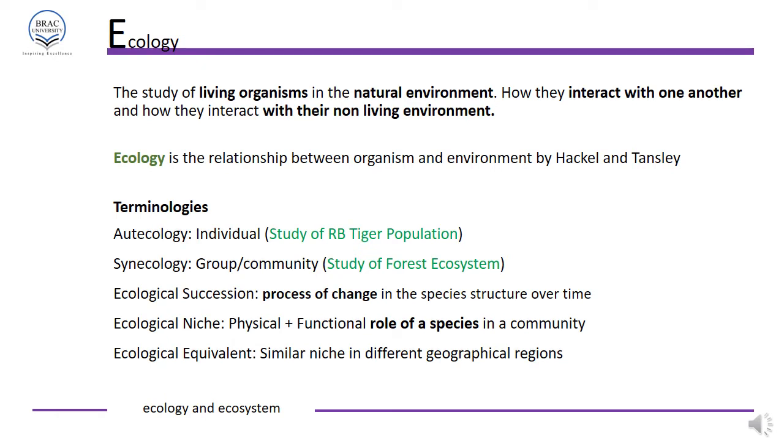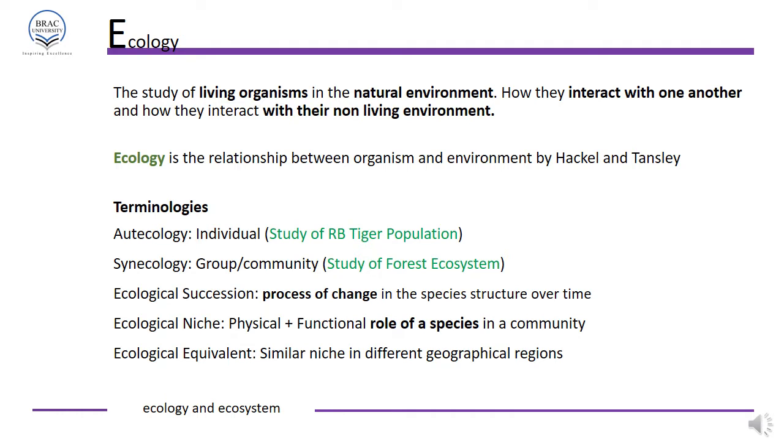Whenever we study an individual species or population within the ecological setting, we call it autecology. For example, if we consider the Royal Bengal tiger population in our mangrove forest, it's about autecology. Then synecology is the study of the group or community of an ecosystem. For example, if we consider the mangrove forest system of Bangladesh, we can call it a synecological study.